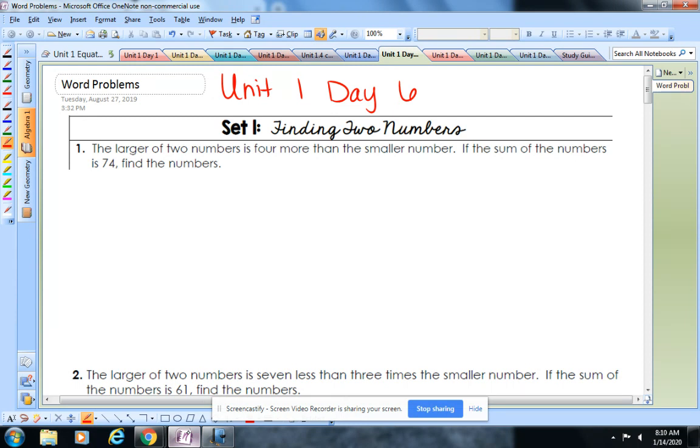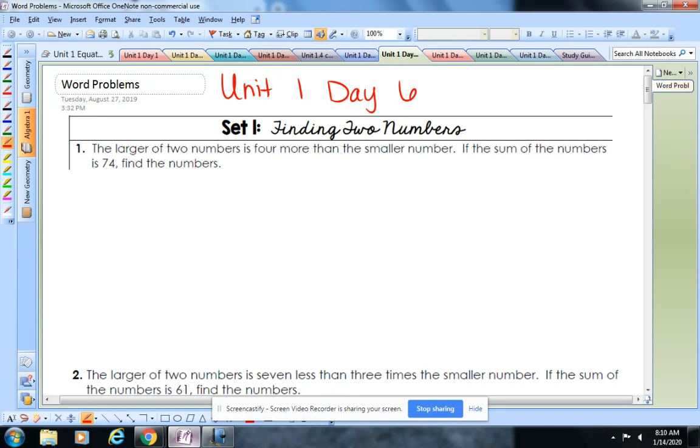So you're comparing two numbers here on number one. It says the larger of two numbers is 4 more than the smaller number. If the sum of the numbers is 74, find the numbers. So how many numbers do we have? The larger of two numbers. Two numbers, right? So it's talking about two numbers, okay?